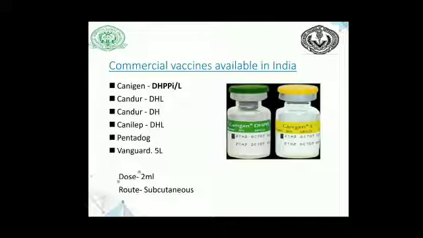The vaccines which are available in India include Canigen DHPPiL, one of the most important vaccines. This vaccine is also effective against different viral diseases, such as infectious canine hepatitis, parvovirus infection, parainfluenza, and also leptospirosis. Other vaccines available in India are Candur DHL, Candur DH, Canilab DHL, Pentadog, and Vanguard 5L, and these vaccines can be given at a dose rate of 2 ml subcutaneously.